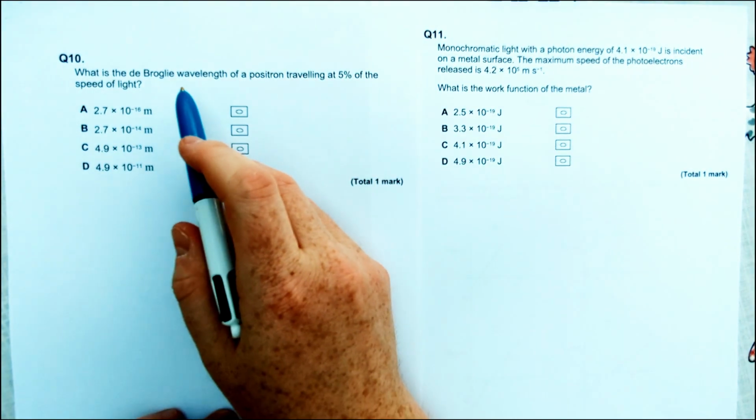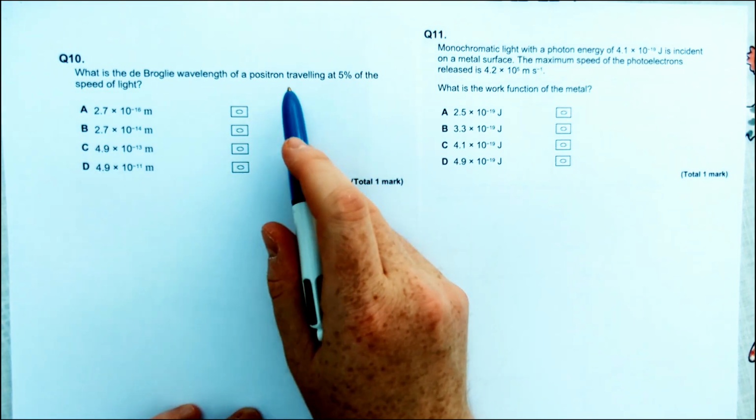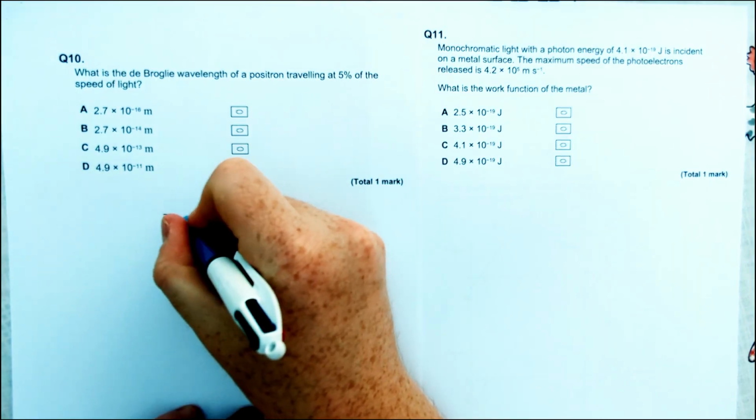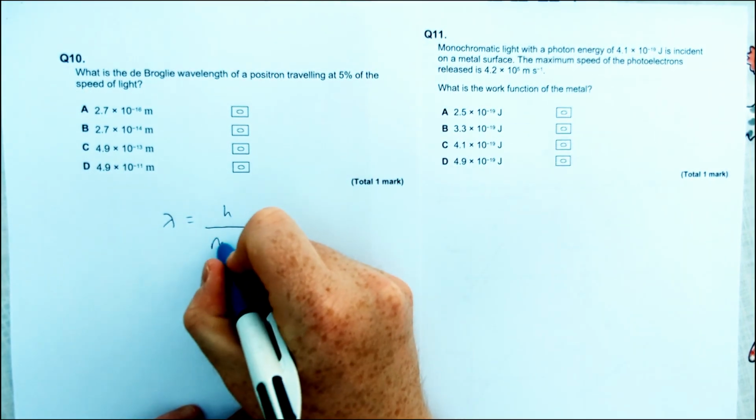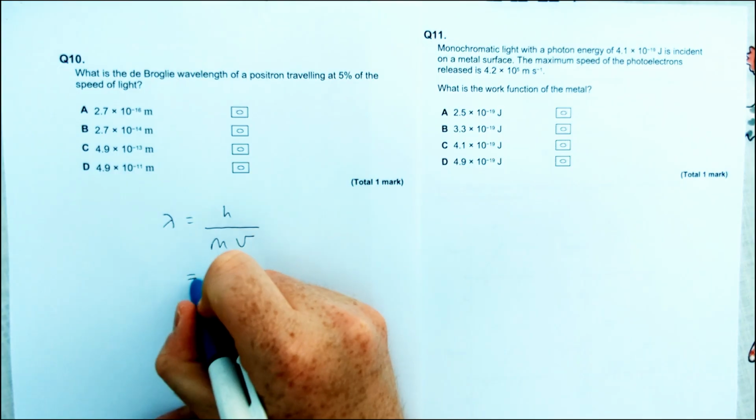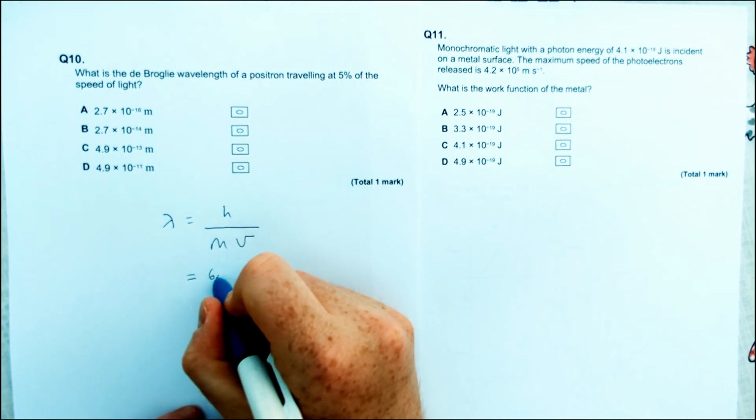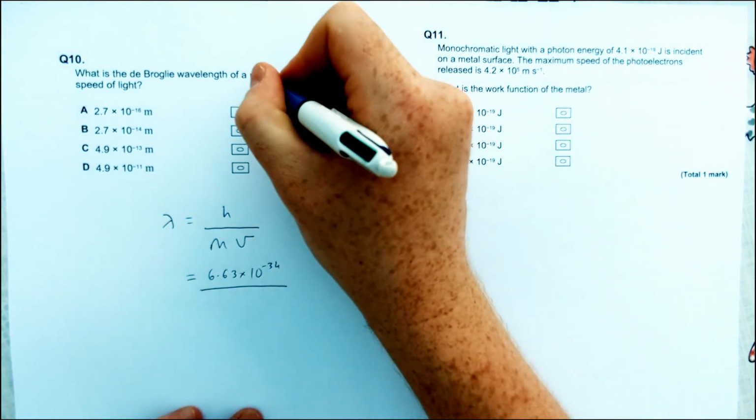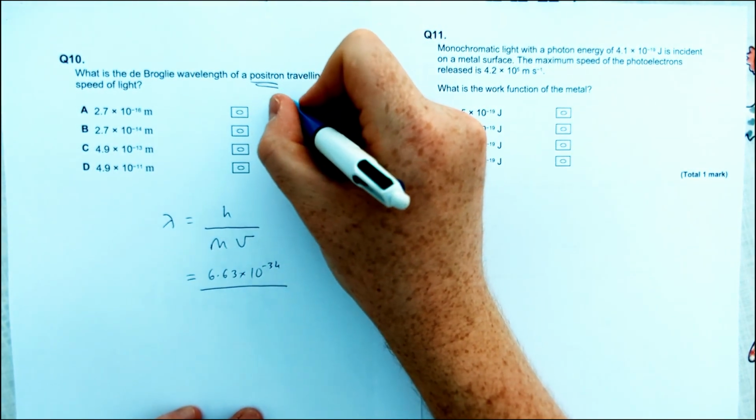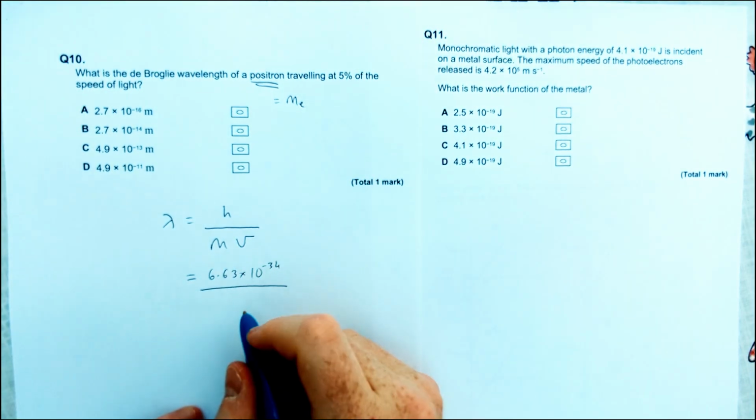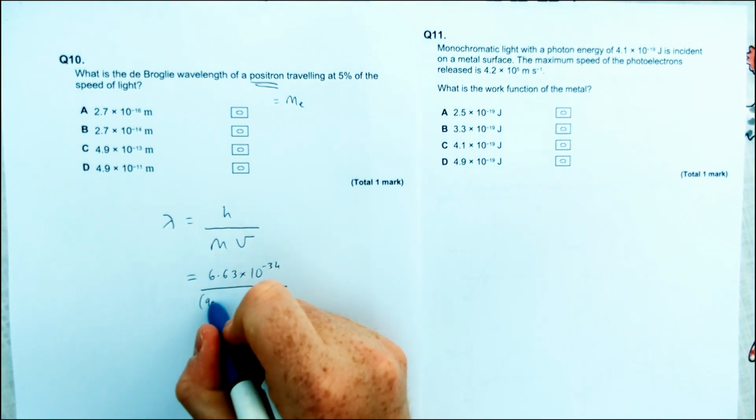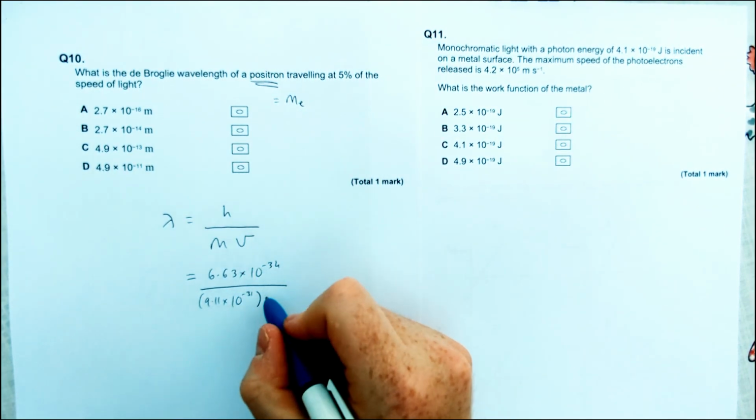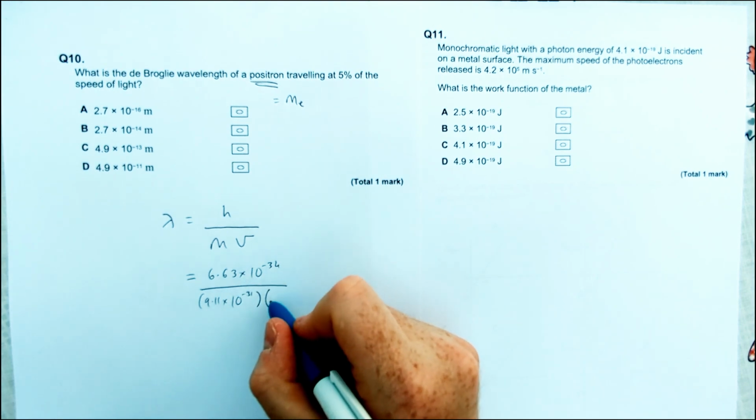Another question about de Broglie wavelength here. Again, we've not got many numbers, but we've got a positron travelling at 5% the speed of light. The de Broglie wavelength is given by h, Planck's constant, divided by mass times velocity. Planck's constant we should know: 6.63 times 10 to the minus 34. For the mass of a positron, we need to know it's the antiparticle of an electron, so it has the same mass as an electron, which is 9.11 times 10 to the power minus 31. Now, 5% of the speed of light, you could do the calculation first, but you don't have to.